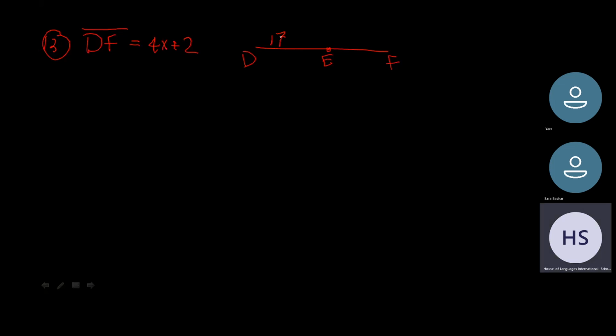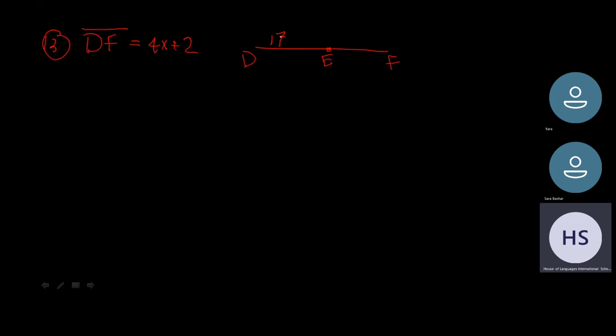Look at me here. They told me that the length of DF, from point D to point F, is written as the expression 4x plus 2. And they told me that the length of DE is 17. And they asked me to find X. A distance, the distance between D and E. How will you solve it?